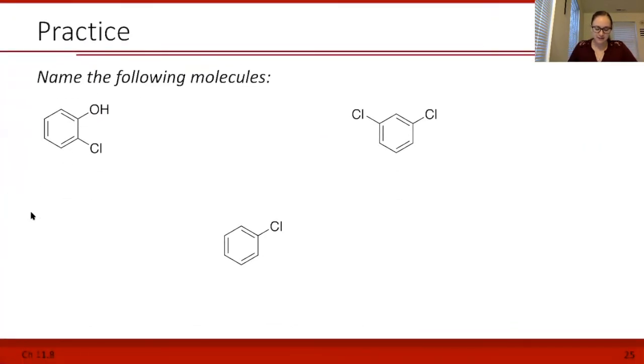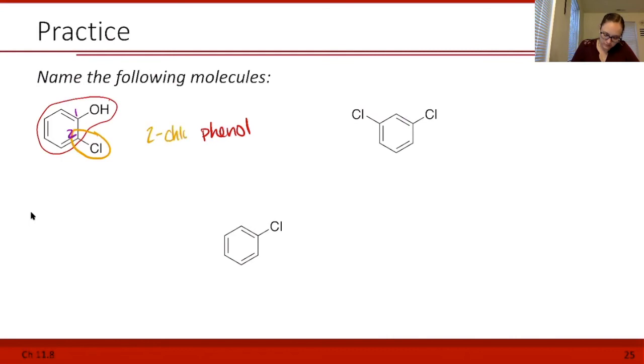So let's do some practice. Take a moment, do these on your own. Make sure you pay attention to that base name. And then I'm going to go ahead and do them now, and you can check your answers. This first one, we have an alcohol attached. So we have phenol as our base name. And then at the 2 position, 1, 2, oh, that doesn't look like a 2. Let's try a new color. At the 2 position, we have a chlorine, 2-chlorophenol.